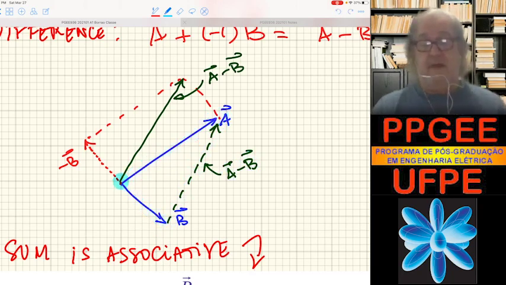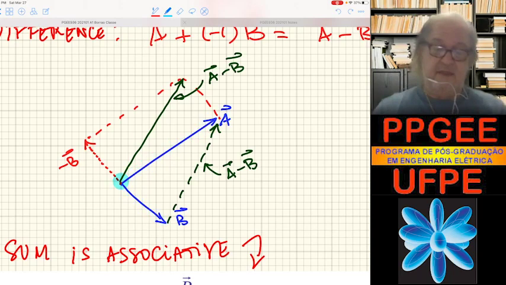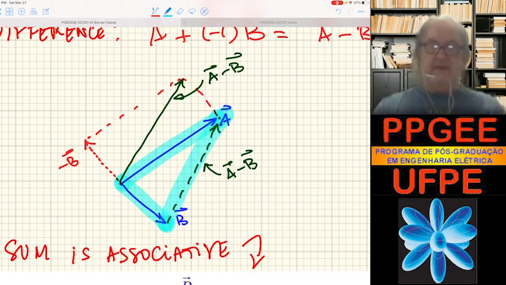Okay, so it's easy to see B plus A minus B gives A. So in practice, to make a difference, just pick the two vectors, A and B, and construct the vector that goes from the end of B to the end of A. Then you have, in this sense, A minus B.